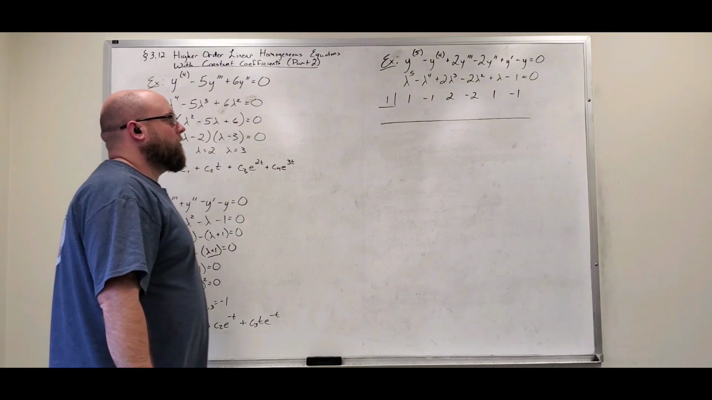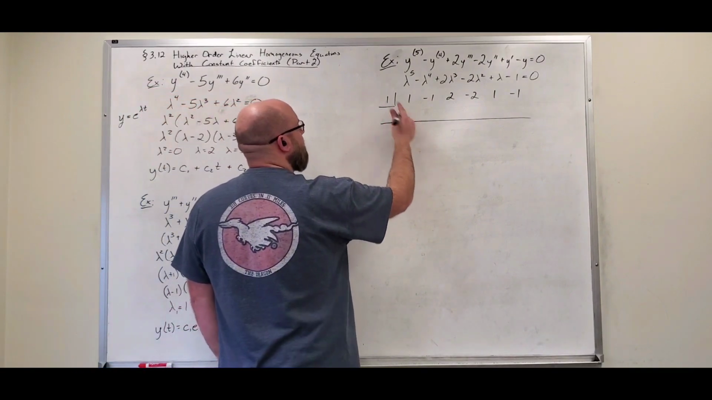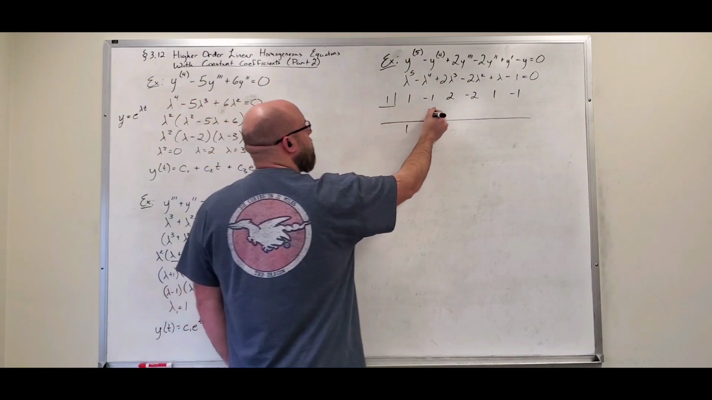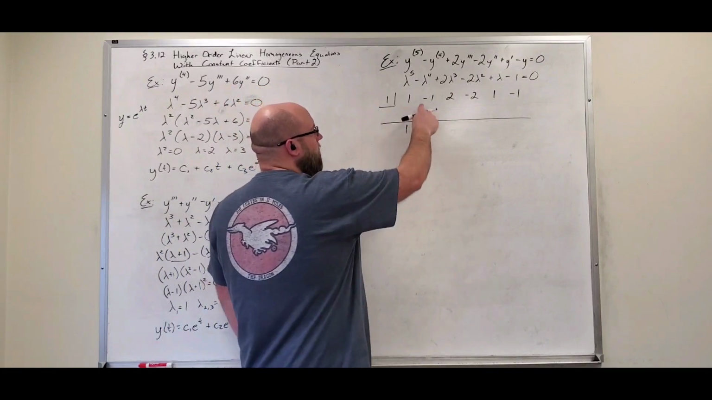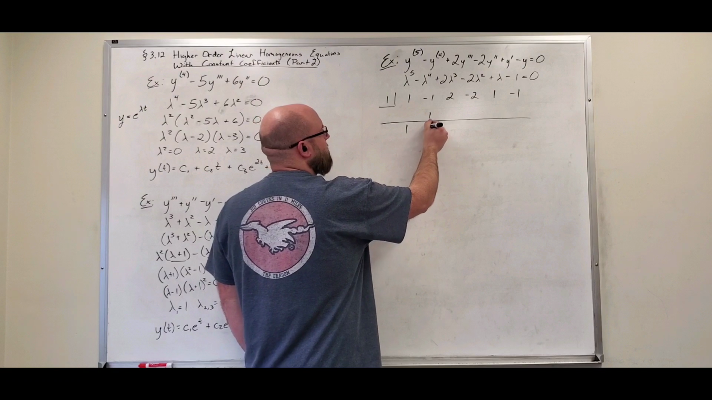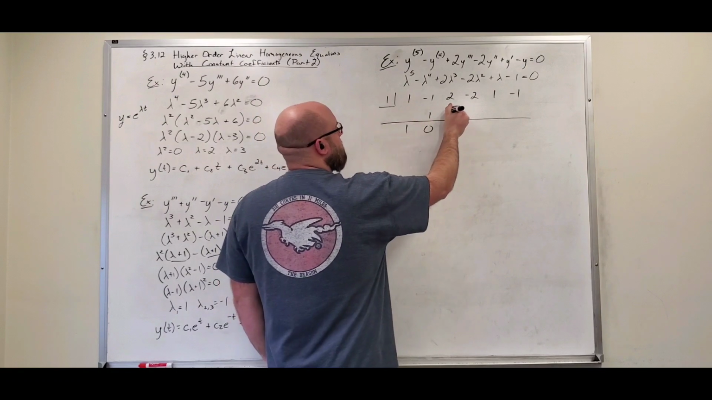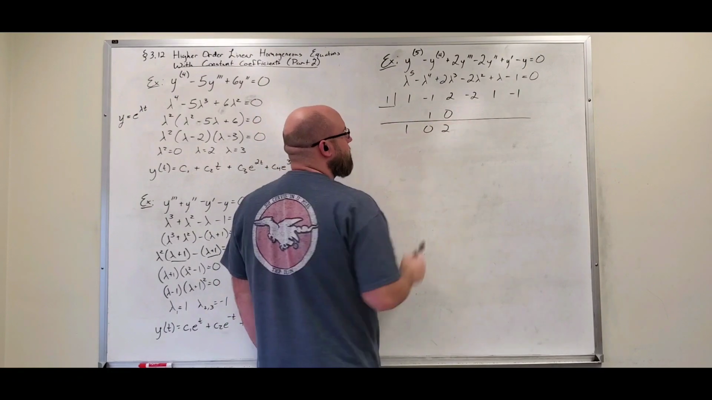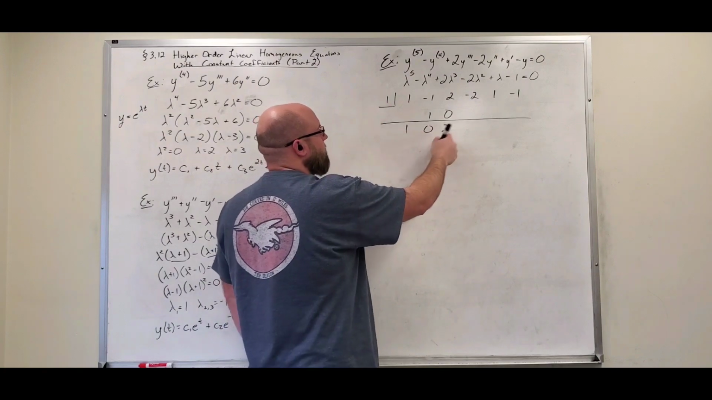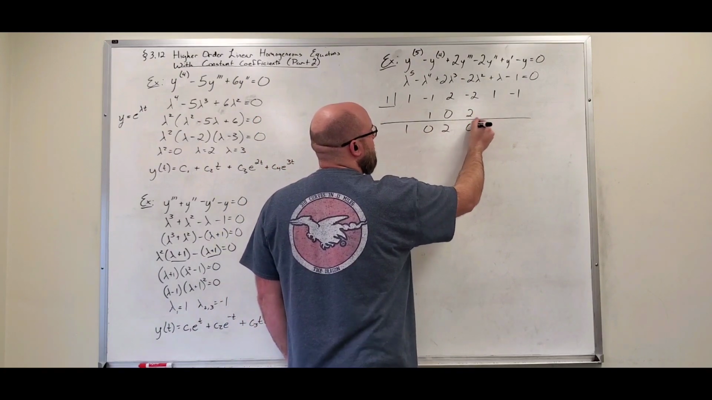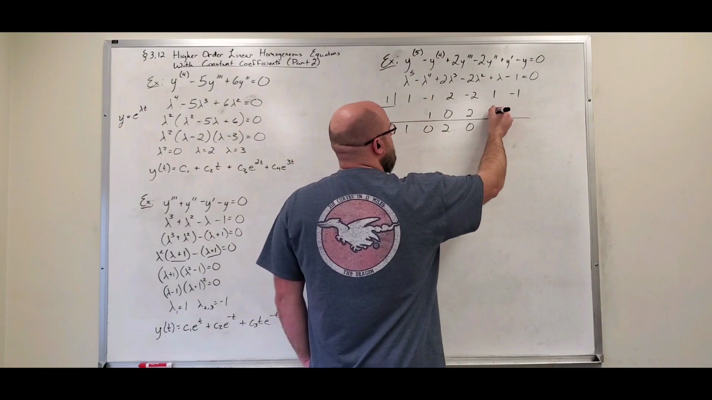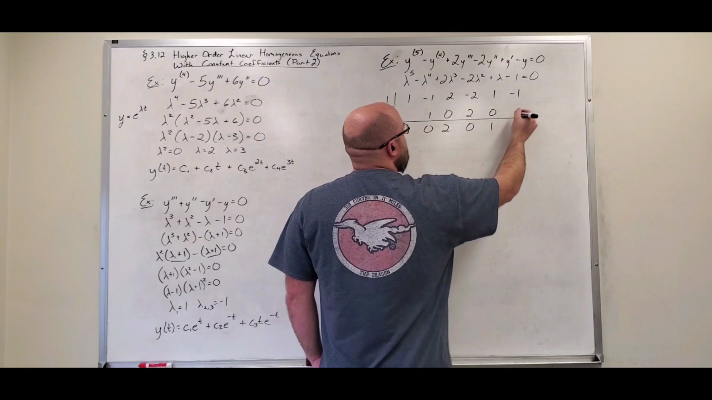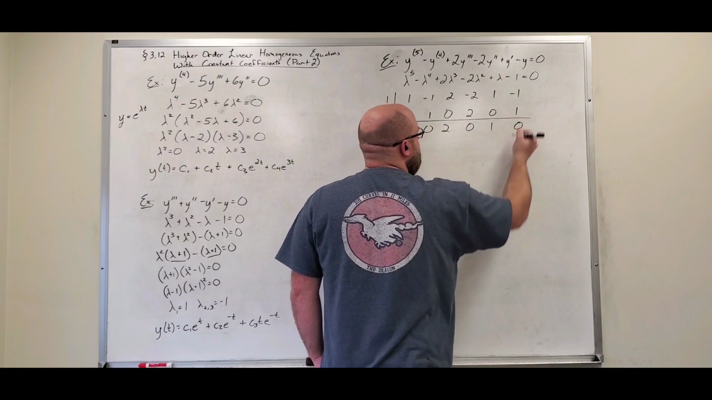And then you bring down your first value, and then you multiply. Well, 1 times 1 is 1. And then you're going to be adding these rows. Well, negative 1 plus 1 is 0. 1 times 0 is 0. So we bring down the 2 when we add those. Then 1 times 2 is 2. We get a 0 out. And then 1 times 0 is 0. We bring a 1 down. And 1 times 1 is 1. And that means we get a 0.